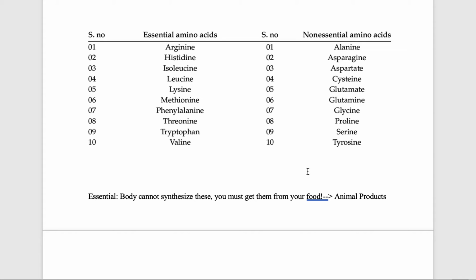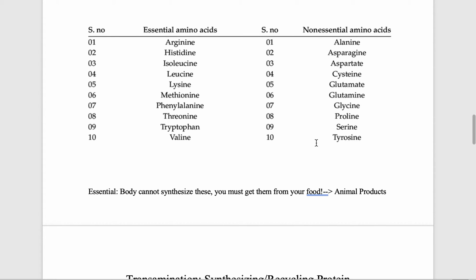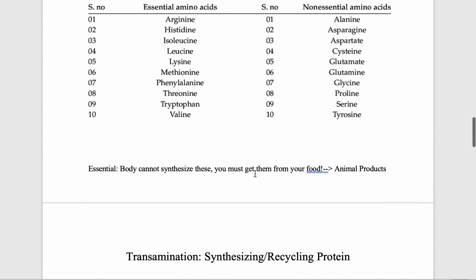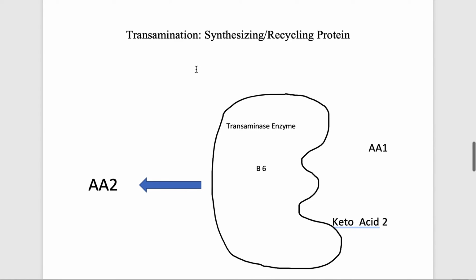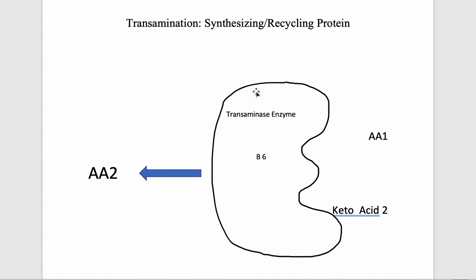You're going to have to get them from your food source, which as athletes, hopefully we're eating a lot of animal products. If you're getting your protein from vegan sources, you can get a lot of protein from vegan sources, but they're not going to be complete proteins with all the essential amino acids, meaning you're going to have incomplete proteins. Transamination is the process of synthesizing and recycling proteins.